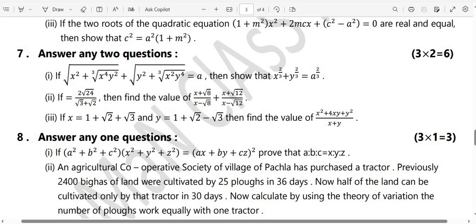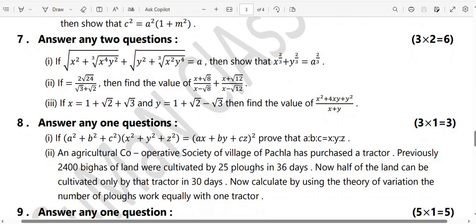Answer any one question. 3 into 1 is equal to 3. Each question carries marks 3. 1. If a square plus b square plus c square into x square plus y square plus z square is equal to ax plus by plus cz whole square, prove that a is to b is to c is equal to x is to y is to z.